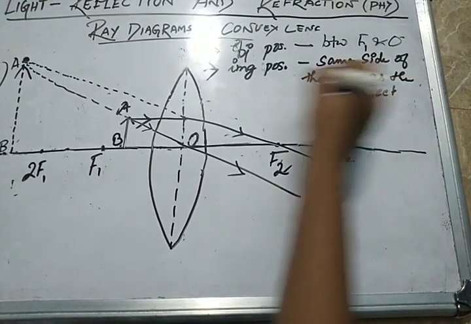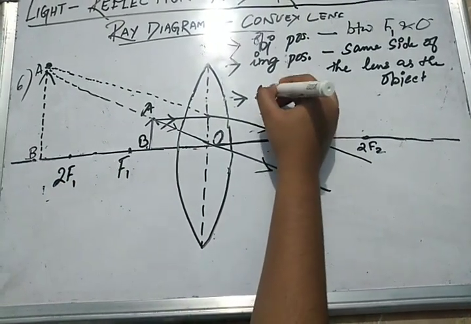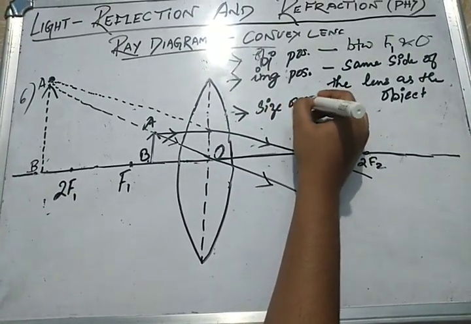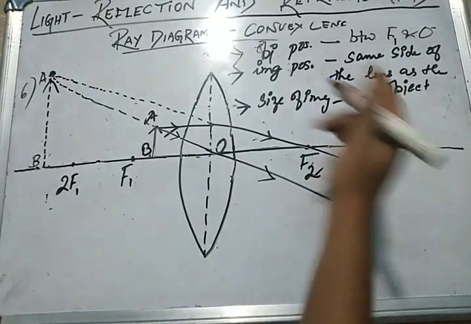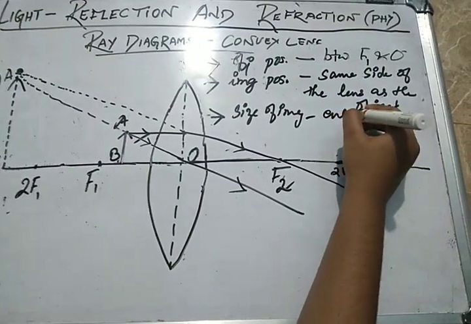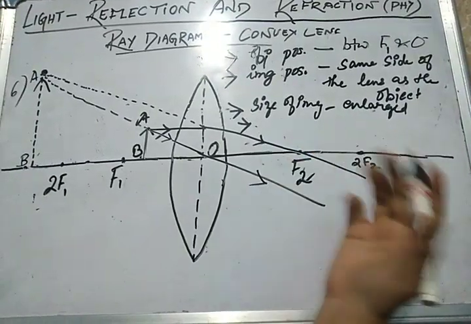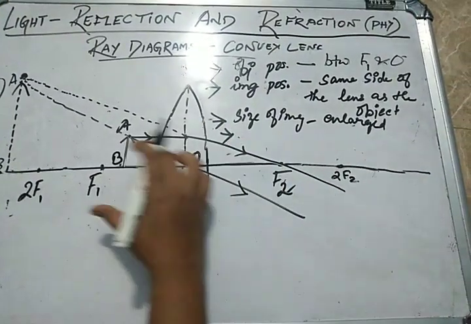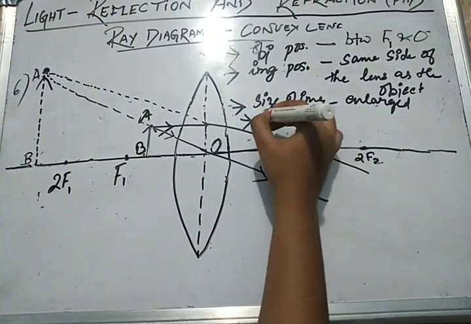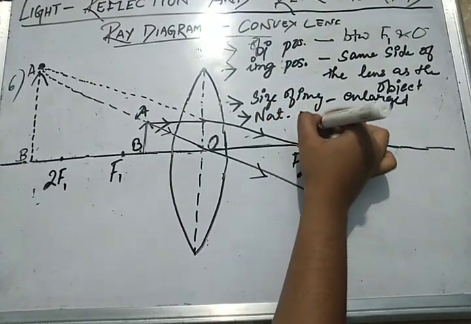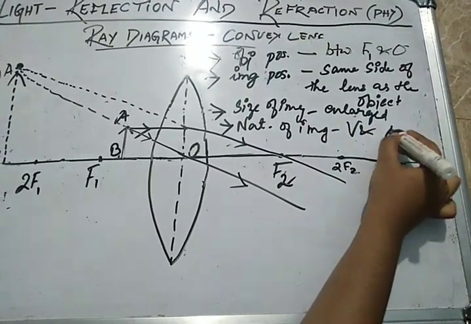Next, size of the image. It is enlarged, bigger than that of the object. And the fourth one, nature of the image. How is the image? Is it real and inverted? No, it is virtual and erect. Nature of image, it is virtual and erect.